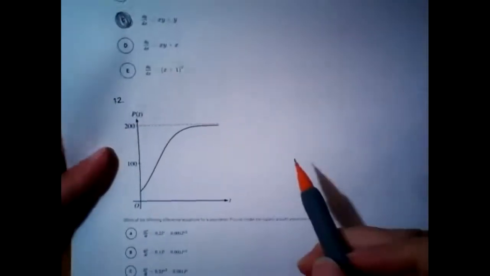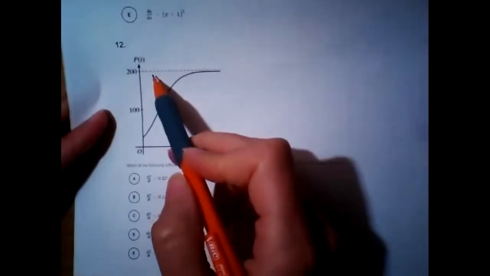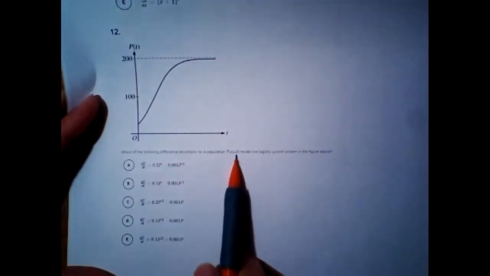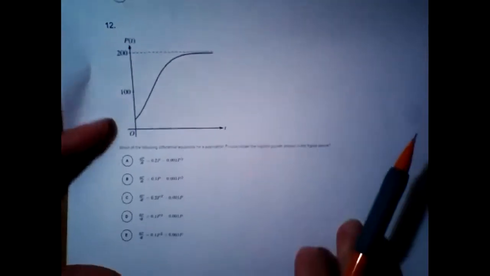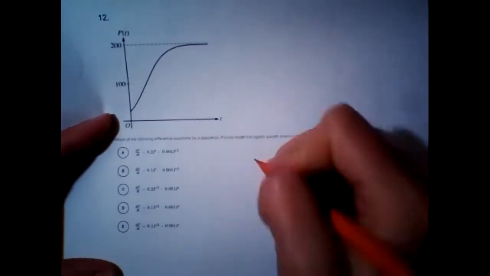All right, so here's another logistic equation. The carrying capacity is 200. So actually, it's kind of like that last question. All right, which of the following differential equations for population P could model the logistic growth shown in the figure above? I'm sorry, it's so small for you to see.